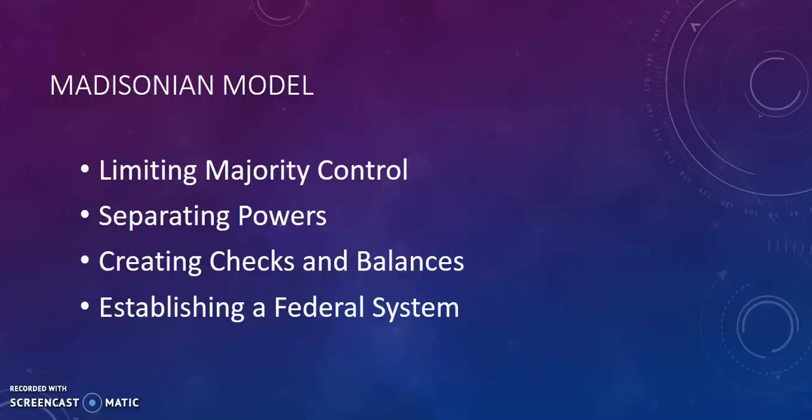We also have distinct powers for distinct branches, so the powers are separated, very much encapsulating Madison's point of view as well as Montesquieu, going back again to the Enlightenment. And of course, this idea of limiting the majority control.